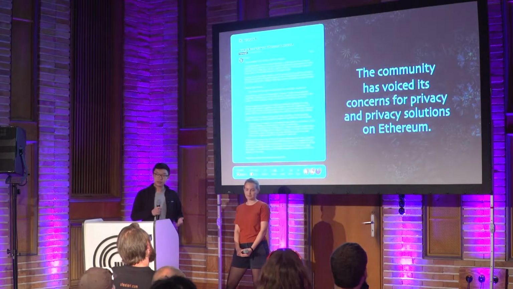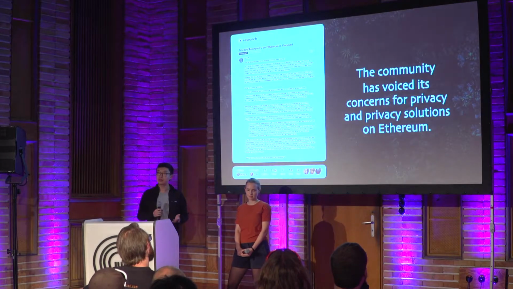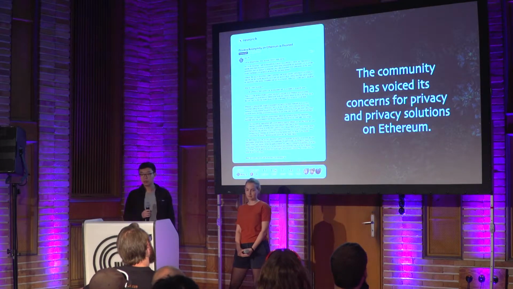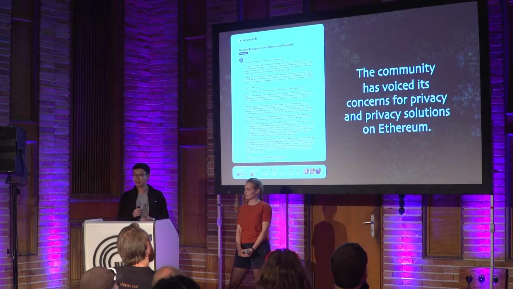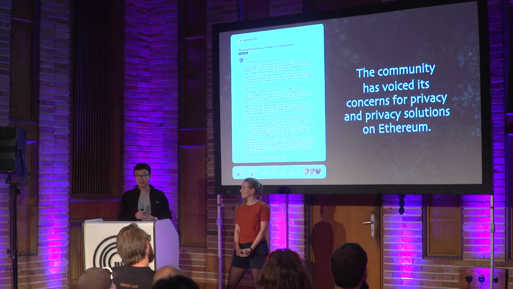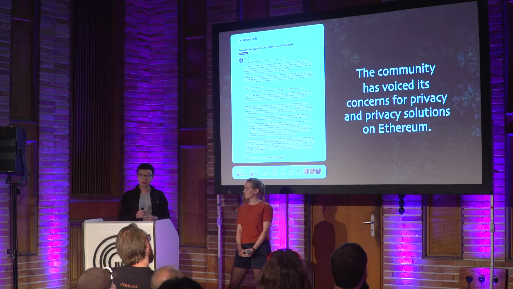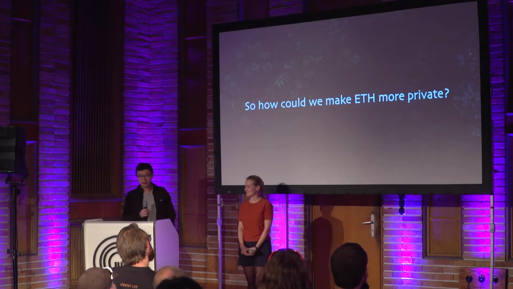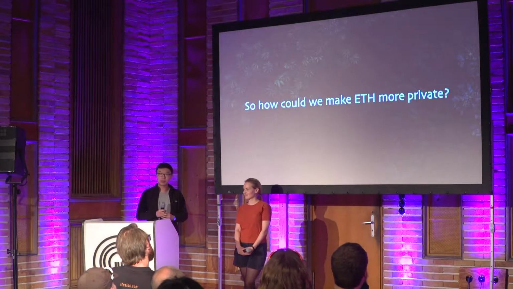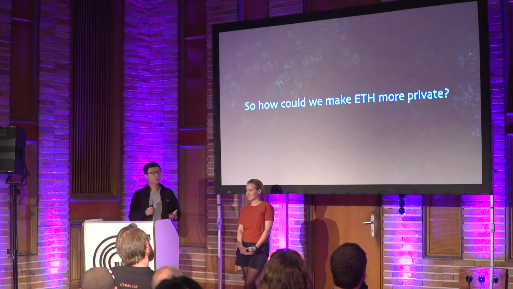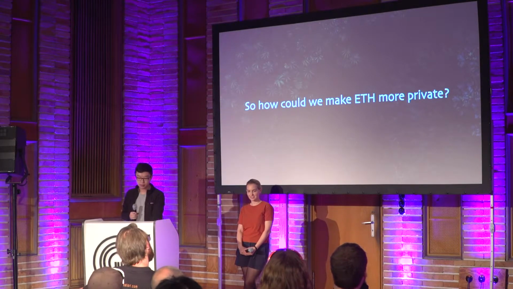And the community has voiced its concerns for privacy and privacy solutions on Ethereum. Namely, sprinkling privacy on a transparent chain is not easy, and we need to find better ways to bake the sprinkles into that cake. So while no solution is perfect, given what we know today, how could we make ETH more private?